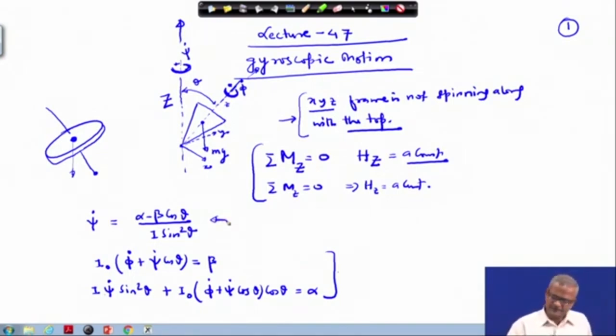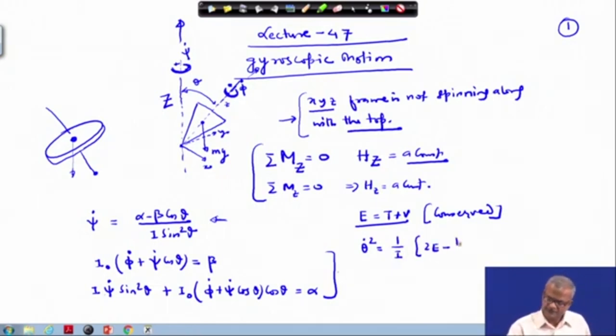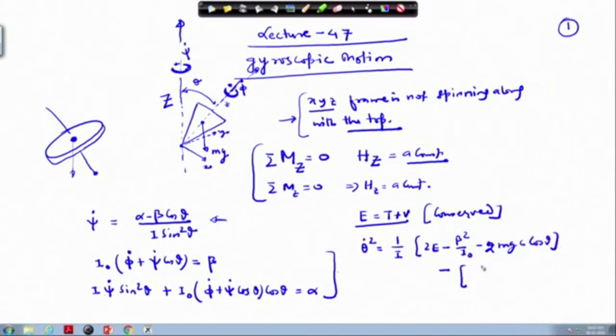Now today our objective is, and thereafter one more thing, that using the energy equation, T plus V, the total energy is constant, meaning it is conserved. Using this we derived one equation for theta dot, which was written as 1 by I times 2E minus 2 m g c cos theta, minus alpha minus beta cos theta divided by I sin theta, the whole square. And this we wrote as f theta.